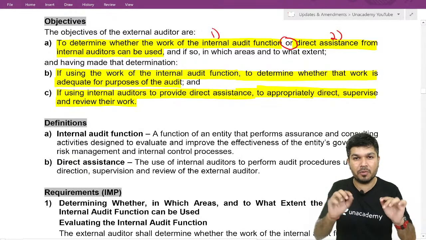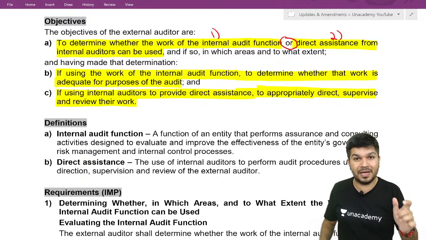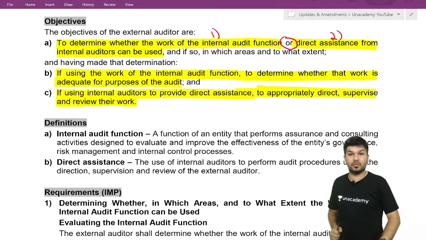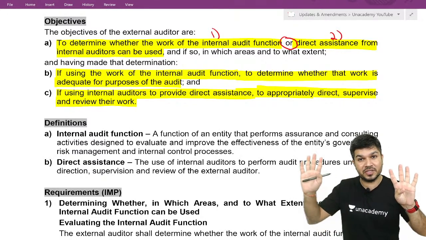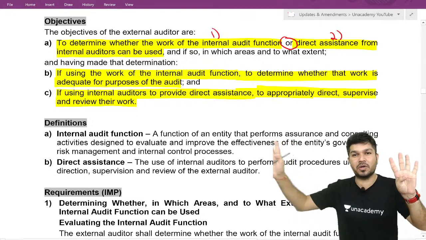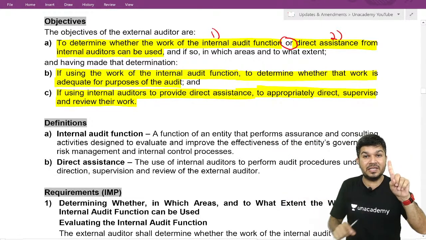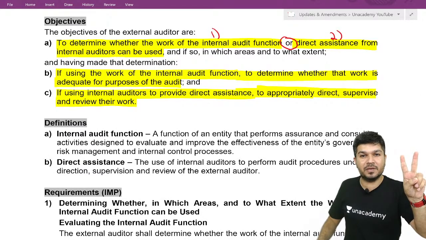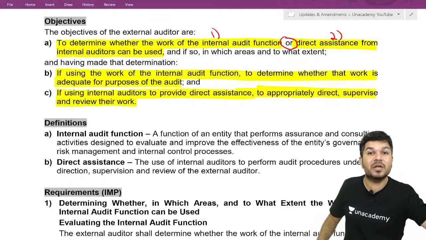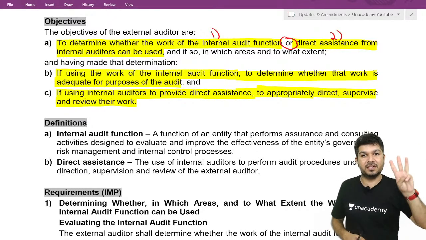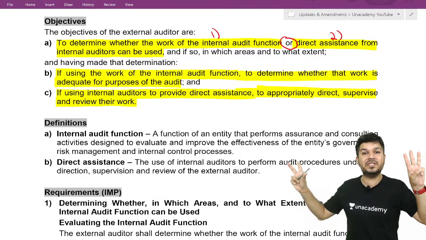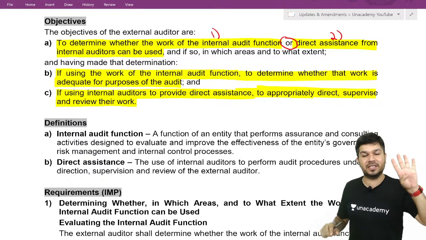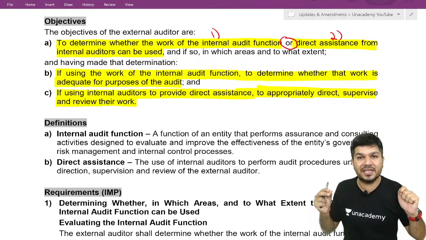So there are actually 4 requirements. This was the objective. Every standard has an objective, and to fulfill the objective there are requirements. So what are the 4 requirements over here? First, to determine whether the work of the internal audit function can be used. If so, in which areas, what extent? Second, if using their work, how will we determine the work is adequate for our purpose? Third, to determine whether direct assistance from internal auditors can be used, if so, in which areas, what extent. And fourth, if using direct assistance from internal auditors, how will you direct, supervise, review the work?